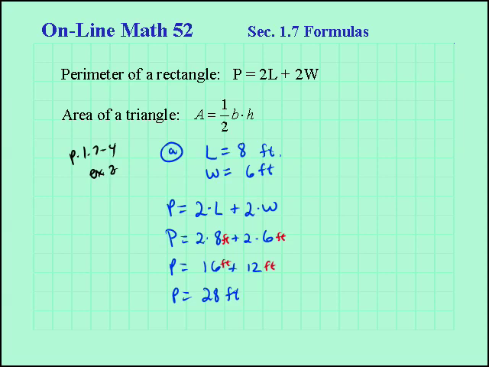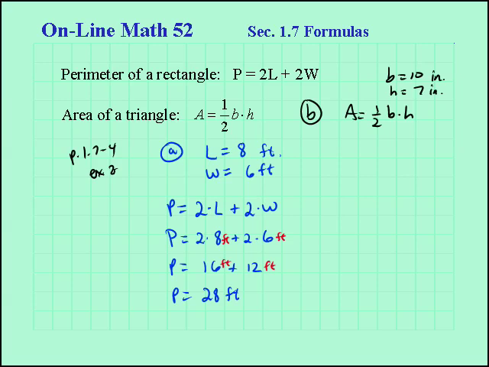Now in part B, we're going to find the area of a triangle, and A is 1/2 B times H. You know, there's that formula right there. We're told, though, in this case, that B is 10 inches and H is 7 inches.